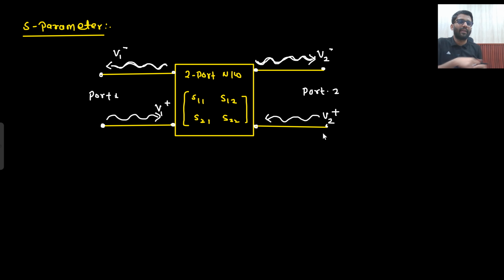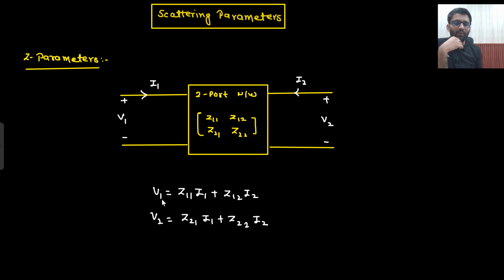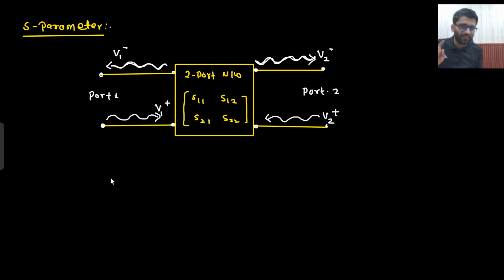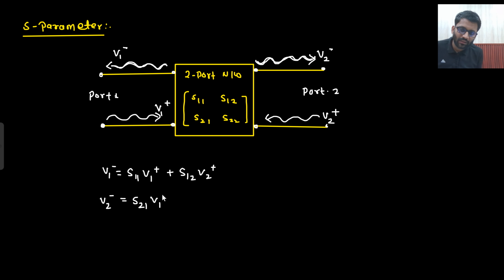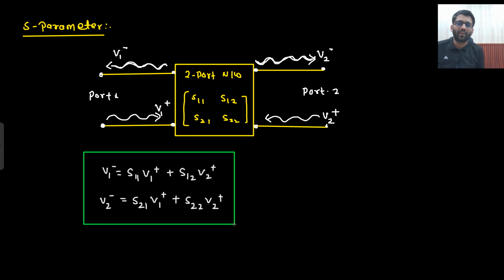And how will I define my S parameters now? Similarly, as we used to define V1 equals Z11 I1, in the same manner I am going to define this, and you need to keep it in mind. V1 minus is equal to S11 V1 plus S12 V2 plus, and V2 minus is equal to S21 V1 plus S22 V2 plus. So this is how it is defined. You need to keep this in mind always, otherwise you will not be able to solve the problem.